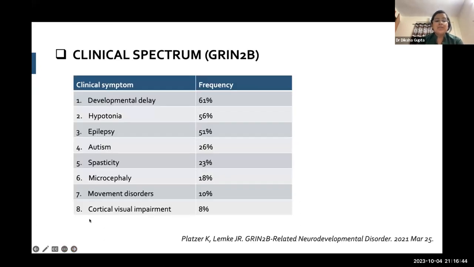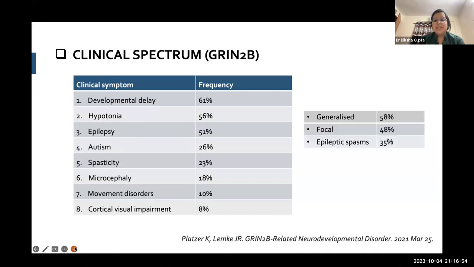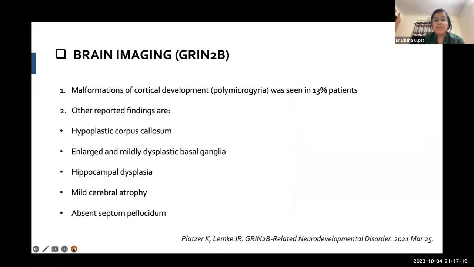The clinical spectrum which has been reported in the literature, percentage wise, is developmental delay, which is most common, like in our case, followed by hypotonia and epilepsy. In epilepsy, the generalized type is more common, followed by focal and then epileptic spasms. Autism has also been reported, which we are now beginning to see in our index case as well. Apart from that, spasticity, microcephaly, and movement disorders like dystonia and dyskinesia, seen in our child as well, have been reported. Also, there can be cortical visual impairments and squint, which we also saw in our case.